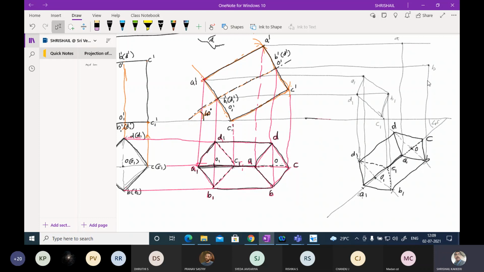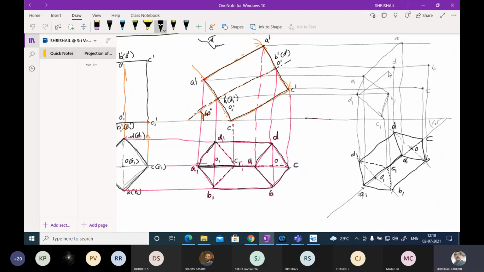So this is point B, and this is point C. This point C is here. This is C, and D is on the same line, on this line itself. This is point D. Okay, D.